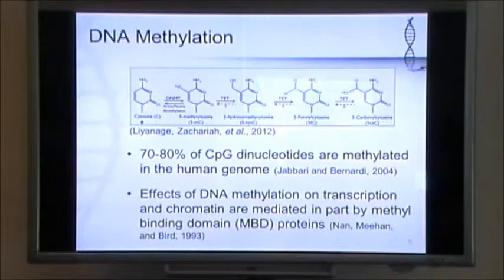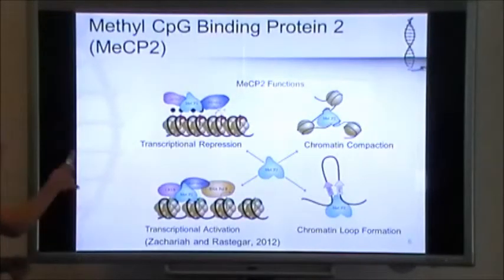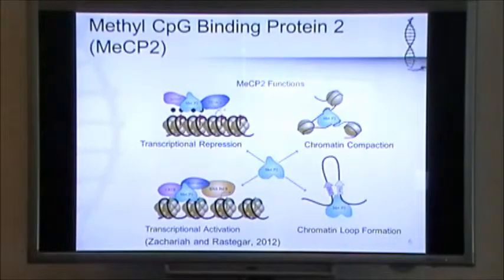The effects of DNA methylation on transcription and chromatin are mediated in part by methyl-binding domain, or MBD, proteins. The most abundant of these is methyl-CpG binding protein 2, or MECP2, which is our gene and protein of interest, and which binds to both methylated and hydroxymethylated DNA. MECP2 has a wide array of functions, including transcriptional activation and repression, with the recruitment of protein partners, as well as chromatin compaction and chromatin loop formation.